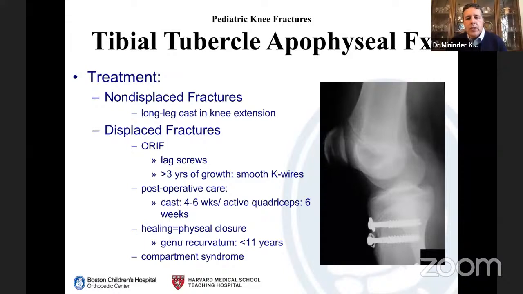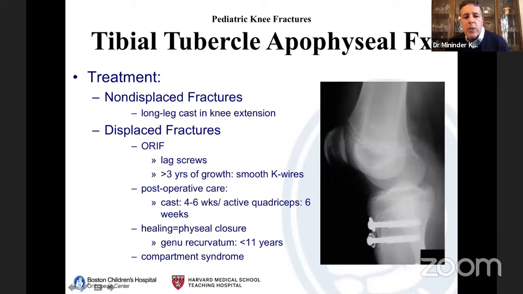So for internal fixation, we typically use lag screws, anterior to posterior. I like to use cancellous screws that do not engage the posterior tibial cortex to avoid potential injury to neurovascular structures. But it has been described with bicortical screws as well.